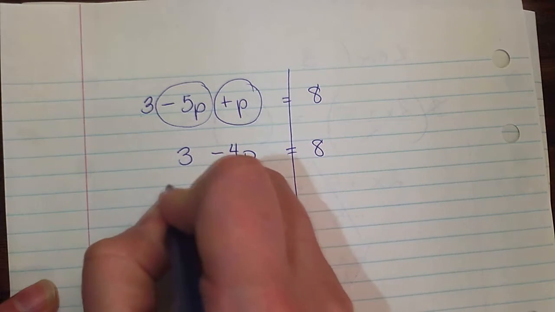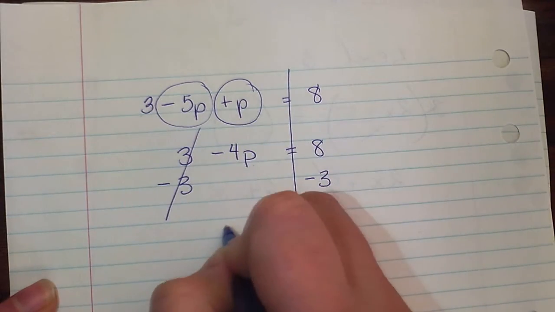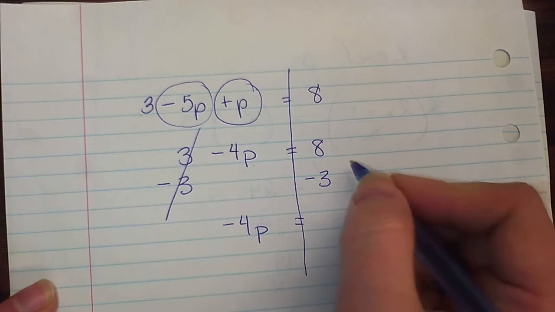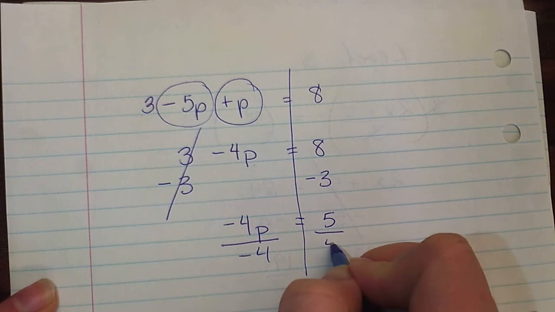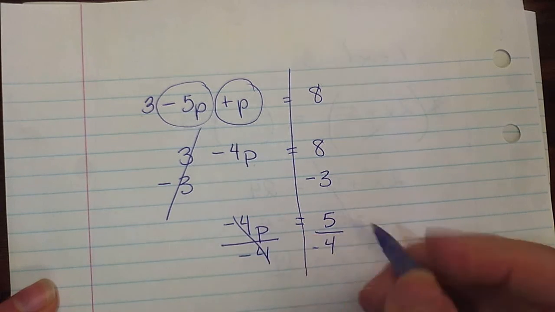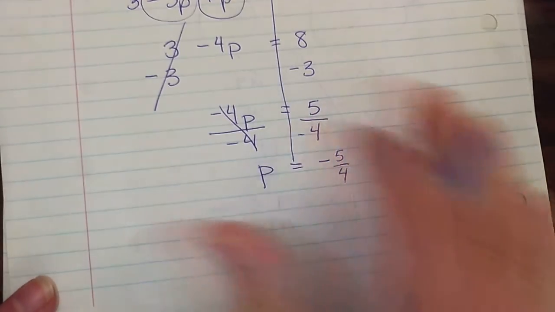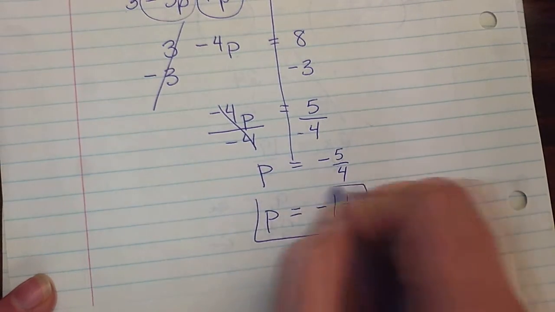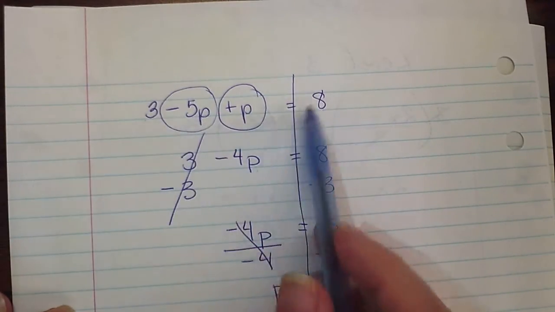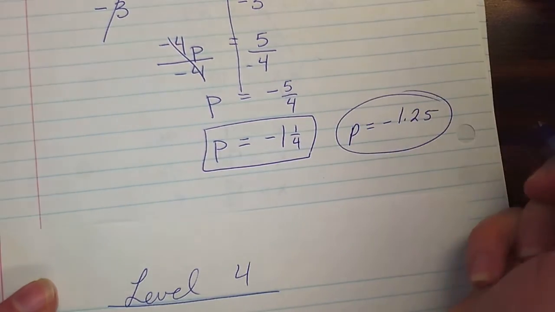3 is positive, so we're going to subtract 3 in order to move the constant term to the other side. And we're left with negative 4p equals 5. Now when we divide both sides by negative 4 to isolate our variable p, we get negative 5/4, which is the same as p equals negative 1 1/4. Because the original problem doesn't have a decimal or a fraction, you could write this answer as p equals negative 1.25, and that would also be acceptable.